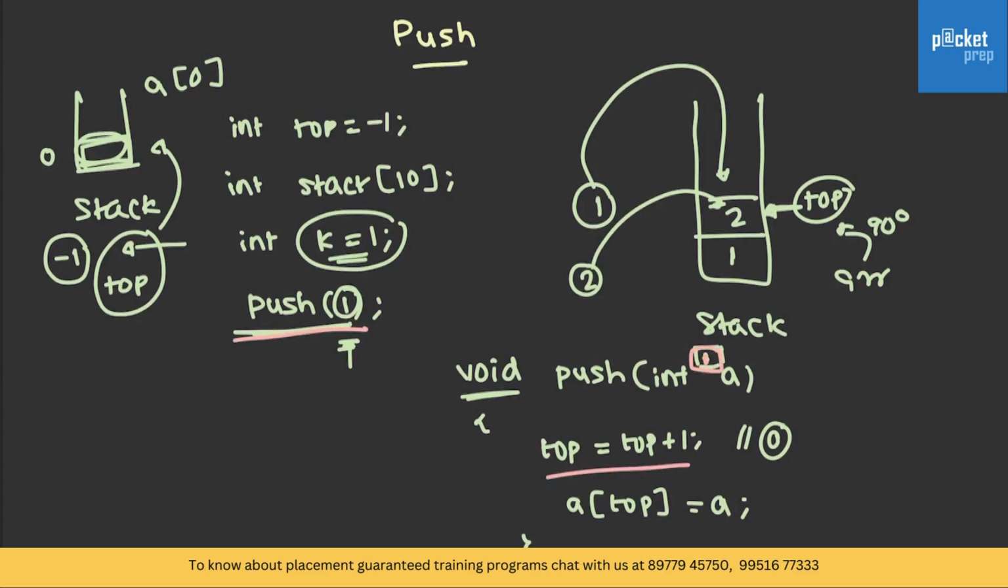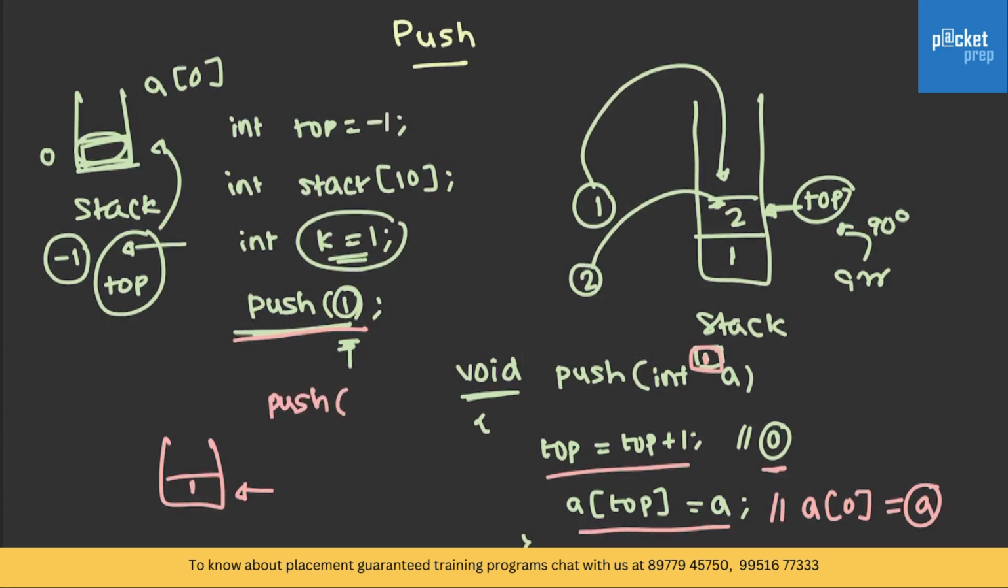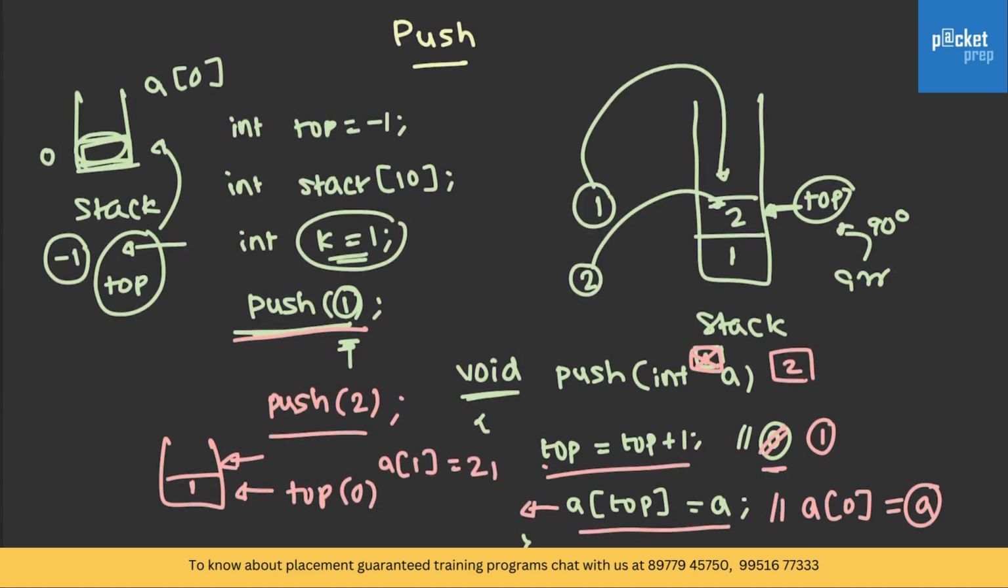Okay, I have incremented the top. Top is now 0, which is pointing to the first location. Array of top is 0. That translates to a of 0 is a, which is 1 in this case. So 1 will be pushed onto the stack. Now if I want to push one more, let's say 2, let me see how it behaves. Now a will have 2 and top is equal to top plus 1. As top is 0, now it becomes 1. So top points here, and it translates to a of 1 being a, which is 2 in this case. So 2 will be pushed. Perfect. So this push function is working perfectly for me.